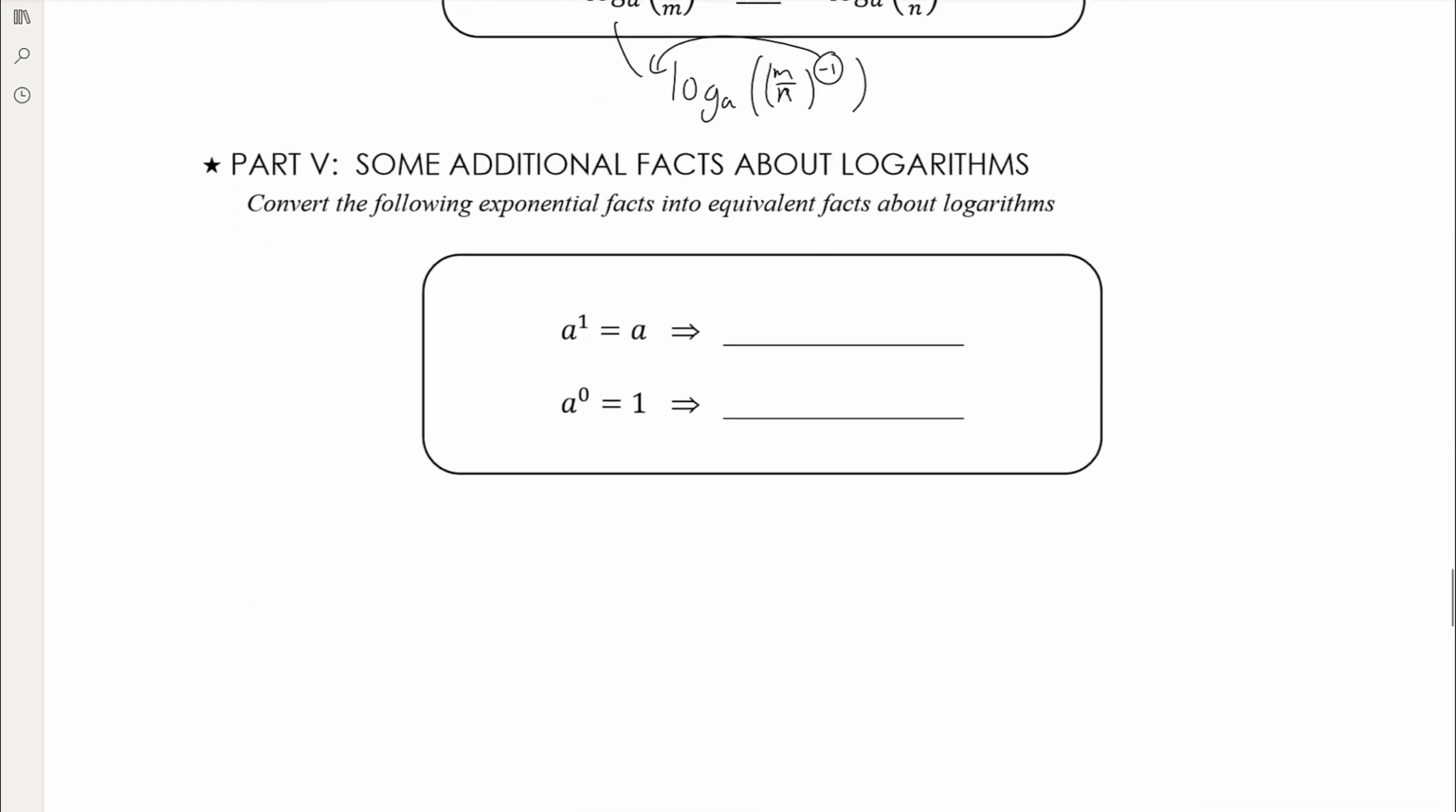And then a couple of additional facts about logarithms. If we take some exponential facts we're familiar with, the fact that a to the power of 1 is equal to a, and rewrite that using a logarithm. So remember, the base of the exponent becomes the base of the log. The other two things switch around. The equivalent log statement is log base a of a is equal to 1. We also know that a to the 0 equals 1, and so the equivalent log statement for that is that log base a of 1 is equal to 0.